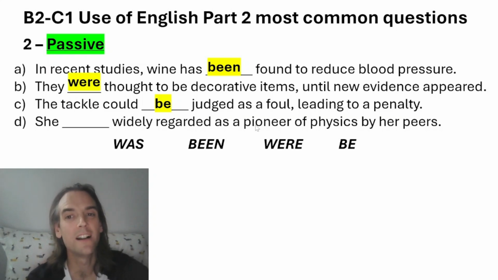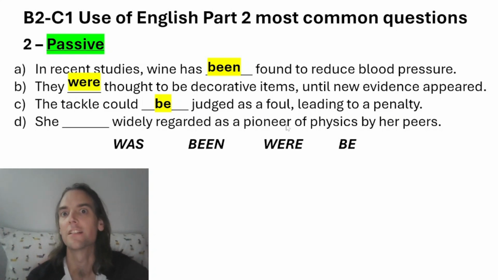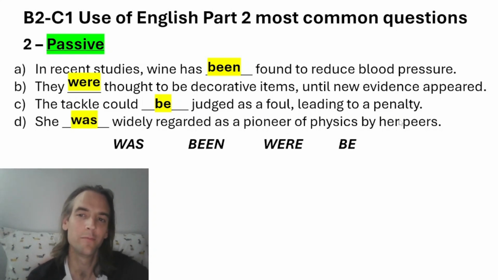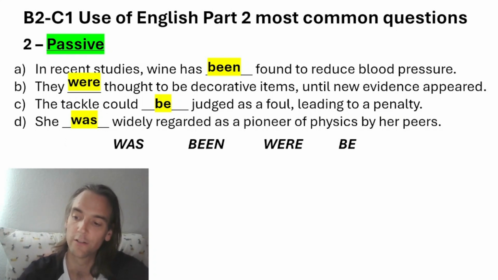If she was a pioneer of physics, we're talking about the past, aren't we? Because I think physics is pretty old. And if she was a pioneer, she was at the start of physics. So she was. We can't really say is, because her peers are all dead. We're talking about when physics started, so it has to be past tense. That's why was is much better. And I've deliberately made the question like that, because that's the kind of thing that they will test on the exam, that you are reading to find the correct tense, to find the correct word for part 2.